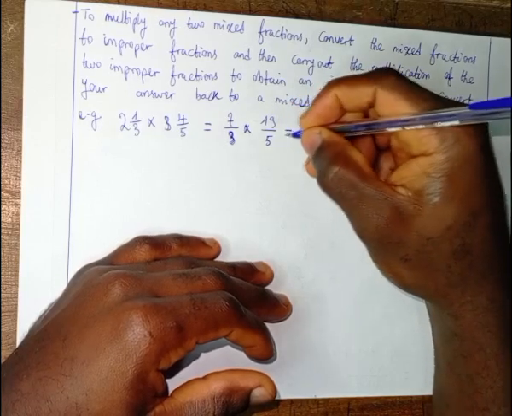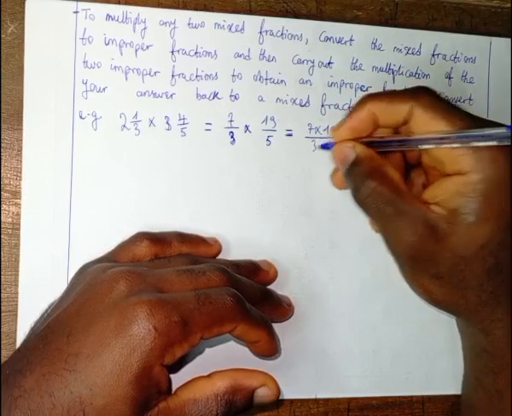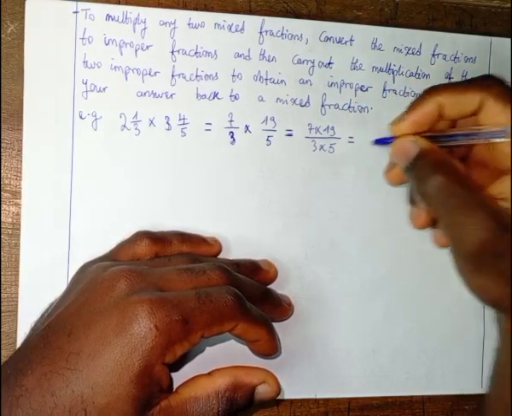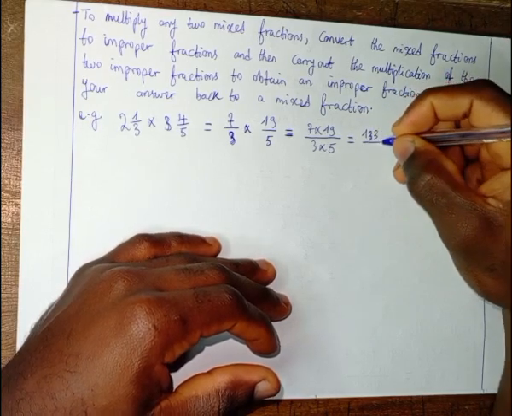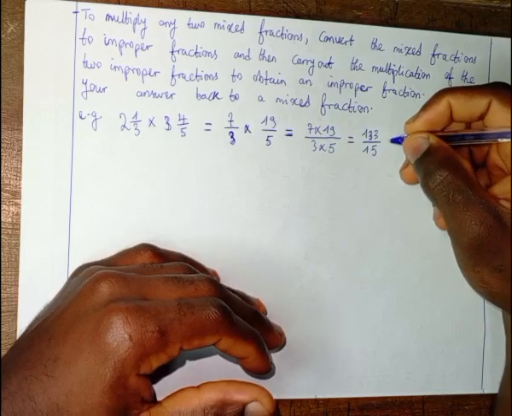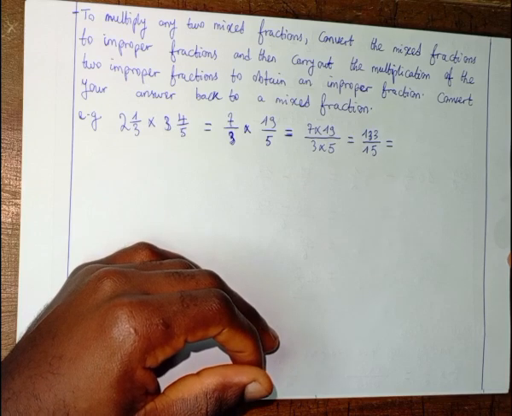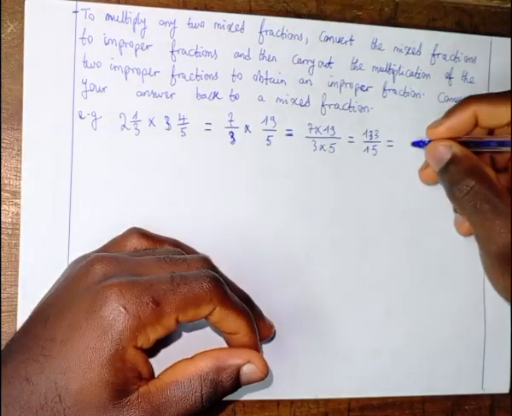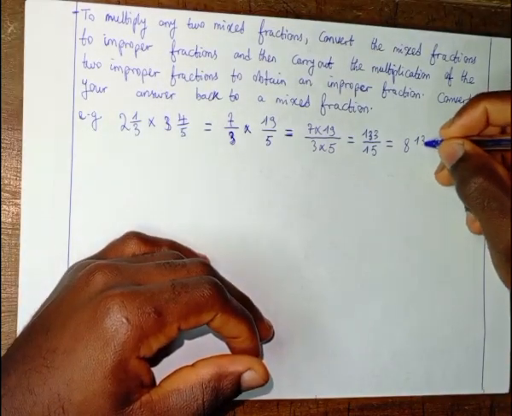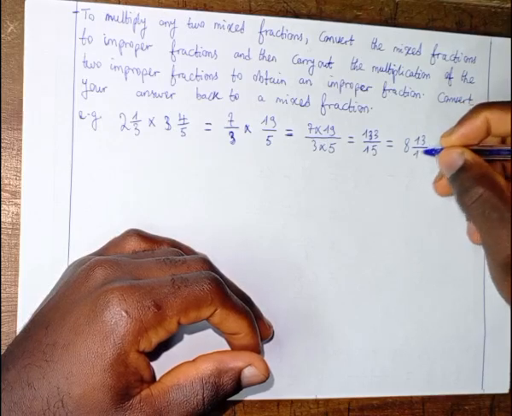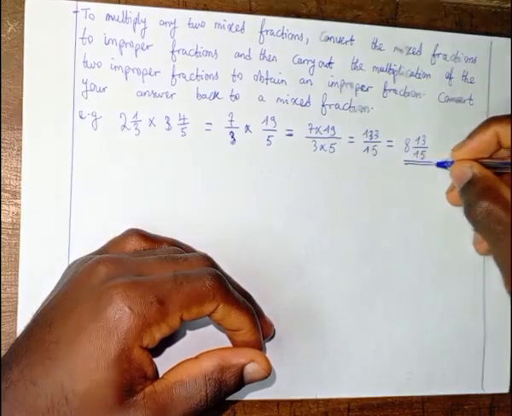This will simply be equal to, we are going to multiply the numerators, 7 times 19 over 3 times 5. This will simply be equal to 7 times 19 gives us 133 over 15. We need to convert this improper fraction to a mixed fraction. We know 133 divided by 15 gives us the whole number part of 8, remainder 13 to be divided by 15. The answer will simply be 8 and 13 all over 15.